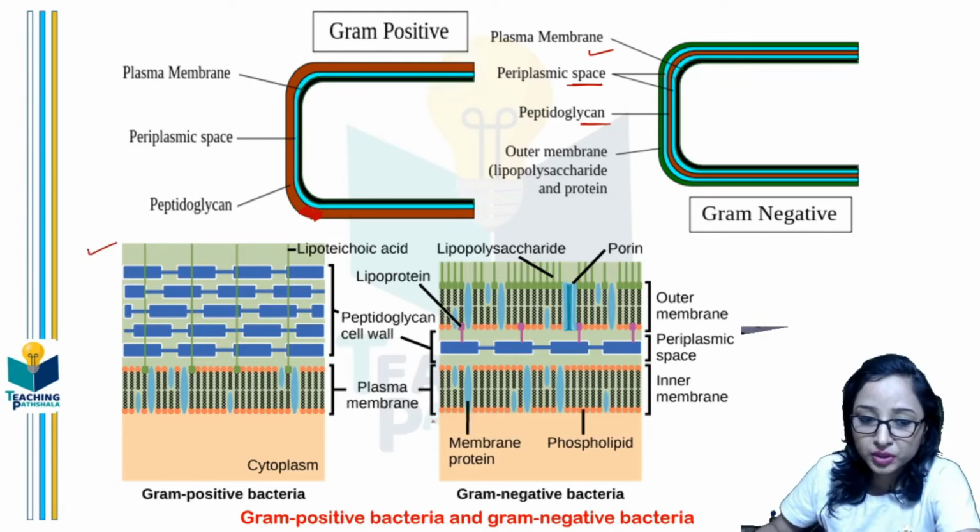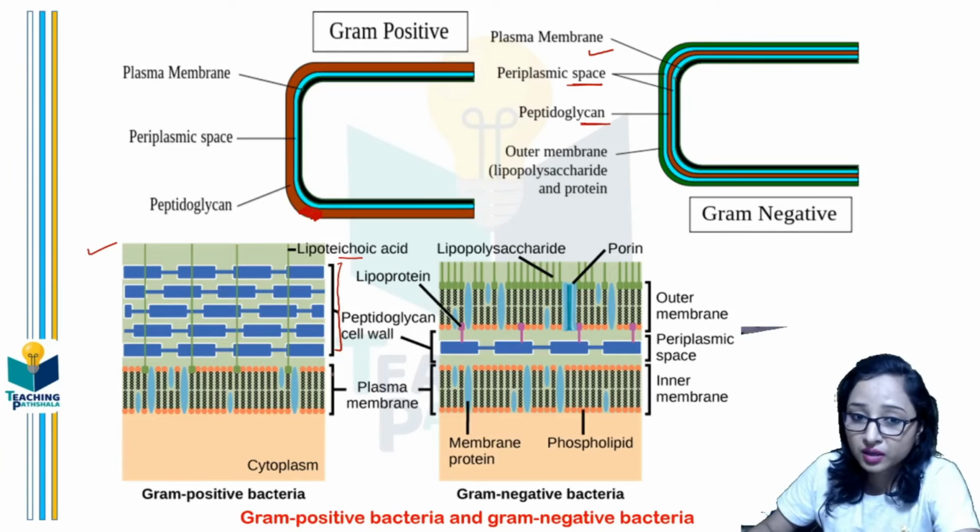One more elaboration has been done here. You can see these two pictures. This is a picture of gram positive bacteria where you can see the presence of lipoteichoic acid, and the thickness of the peptidoglycan cell wall is very high, as well as this is the plasma membrane. But if we see this gram negative bacteria, this is the outer membrane, then there is a very large periplasmic space. After that, this is an inner membrane, and in between you can see this particular area. This is known as what?